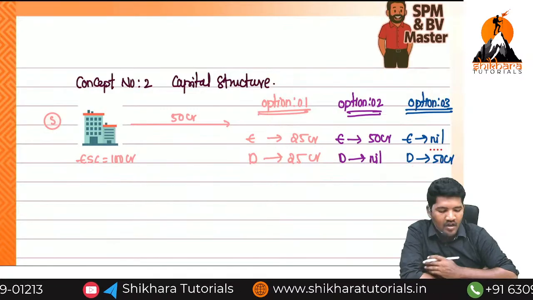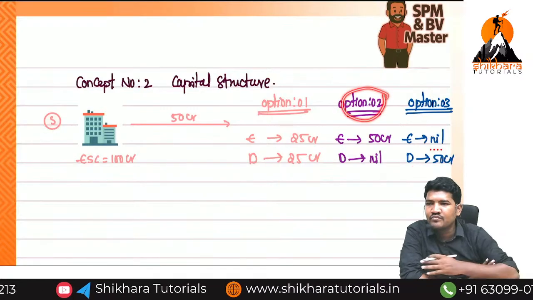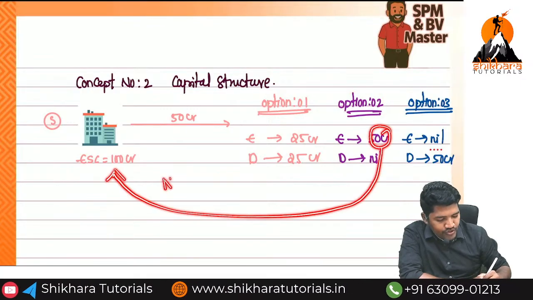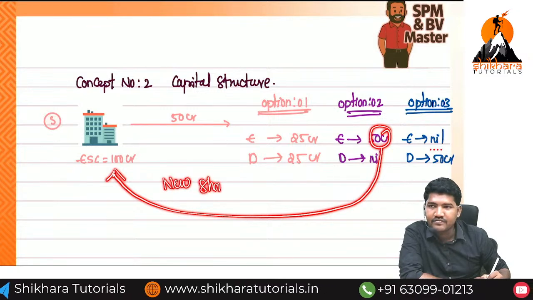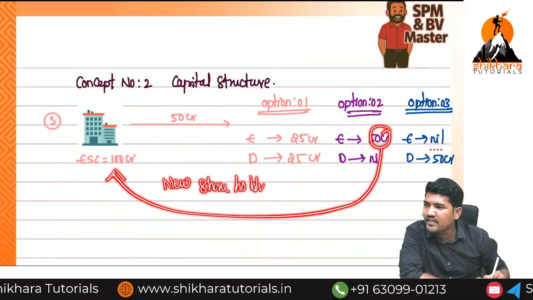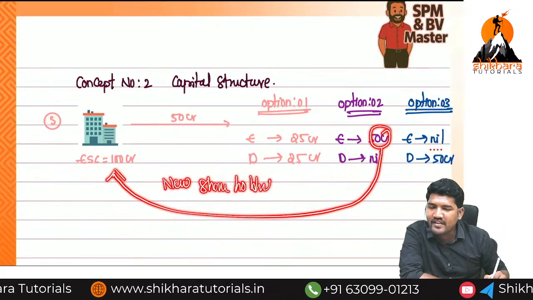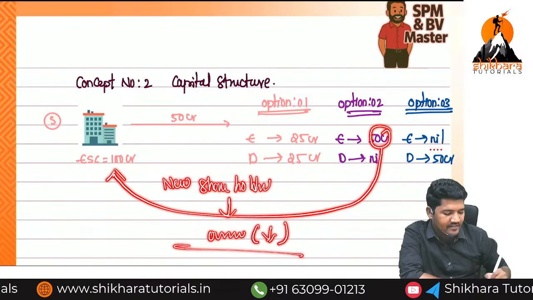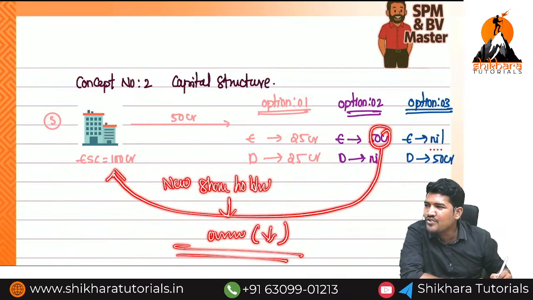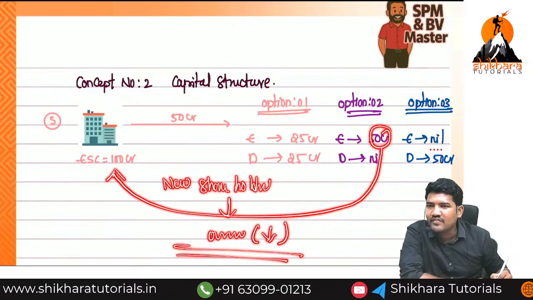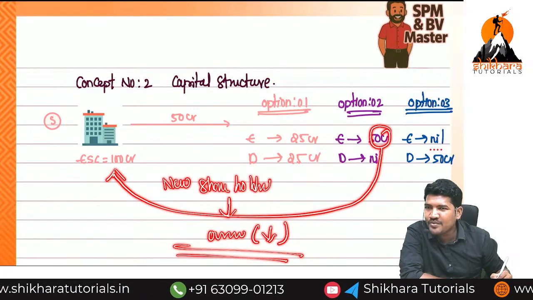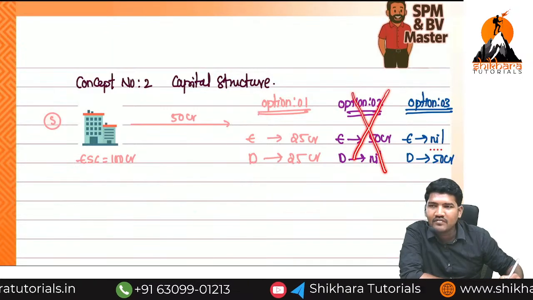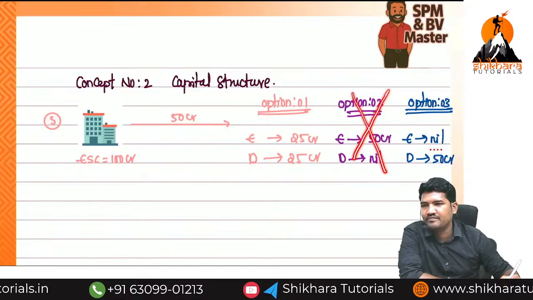Now when it comes to option 2, because of 50 crores of equity, new shareholders increase. If new shareholders increase, what happens to your ownership? Does it increase or decrease? Can I use the word ownership dilution? As an owner, are you ready to dilute your ownership? That's why this also is not the best option.